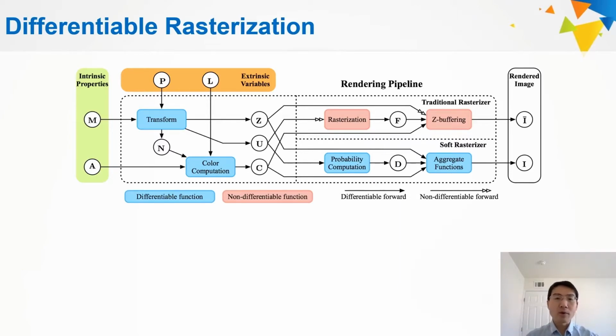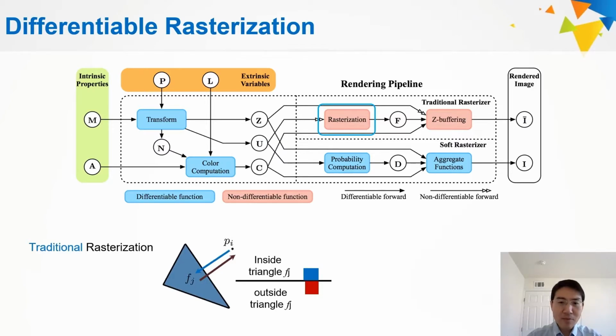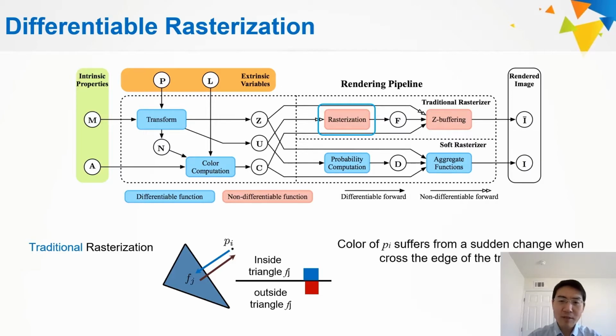So what are our works doing? First, let's talk about the rasterization part. How do we make the rasterization differentiable? Here is a rendering pipeline. For the rasterization, we see that inside the triangle, let's say there is a face called Fj. In the traditional rasterization, inside F it is blue. Outside F, let's say it is red. So there will be a sudden change of color across the edge of the boundaries. This makes these steps non-differentiable.